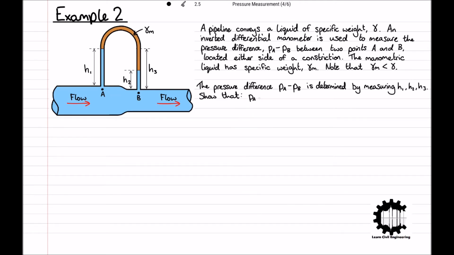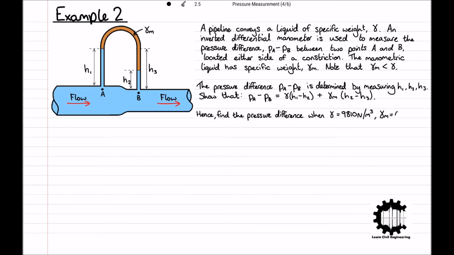Show that Pa minus Pb is equal to gamma times h1 minus h2 plus gamma m times by h2 minus h3. And then find the pressure difference when gamma is equal to 9,810 newtons per meter cubed, gamma m is equal to 0.8 gamma, h1 is equal to 23.1 centimeters, h2 equals 10.8 centimeters, and h3 equals 24.3 centimeters. Again, you can pause the video here if you would like to attempt the problem before we work through it.